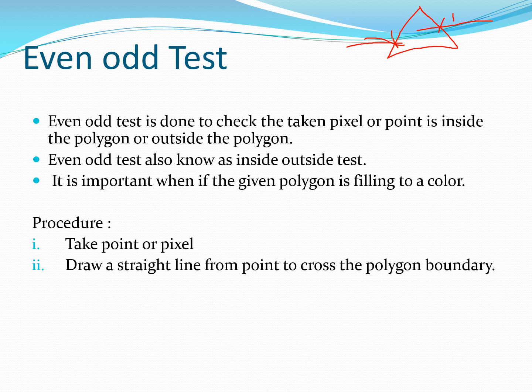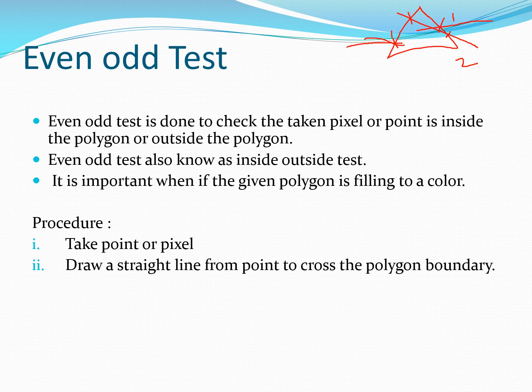What if a pixel is here? Now we draw a line to cross the polygon boundary. Now count how many intersections there are. There are two intersection points, so it's an even number. So the pixel is outside the polygon.